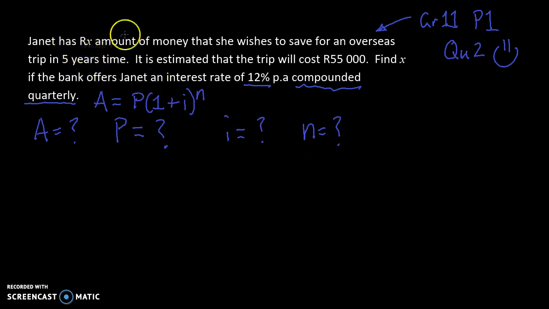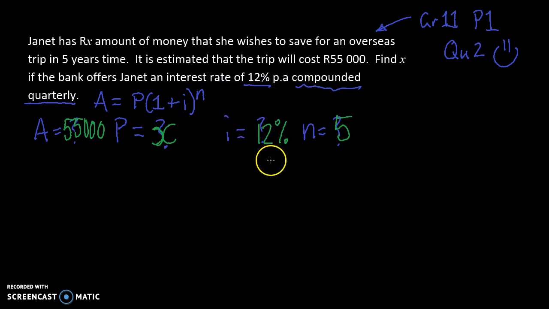Well, we know that she has X amount of money right now. So let's just do this in a different color. So her principal amount is X. She wants to go overseas in 5 years' time. So N is equals to 5. It's estimated that the trip will cost 55,000 Rand. So in 5 years' time, she has to have 55,000 Rand. And the interest rate is 12% per annum, compounded quarterly.